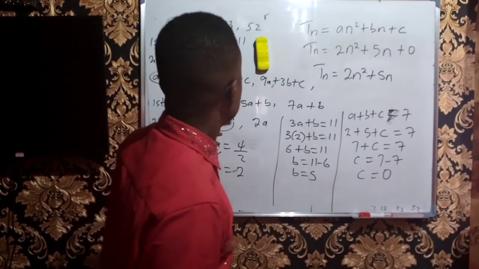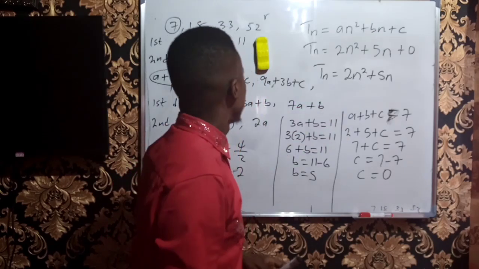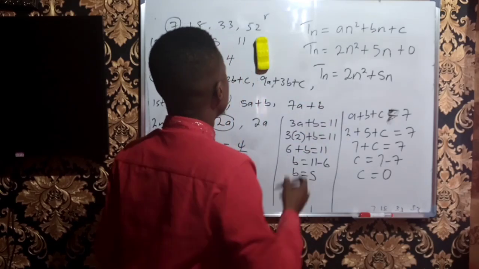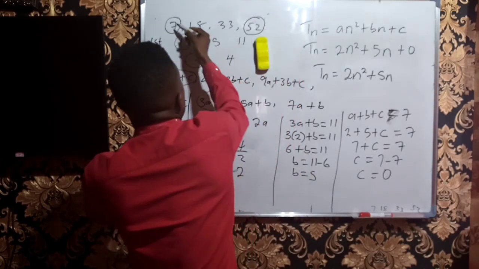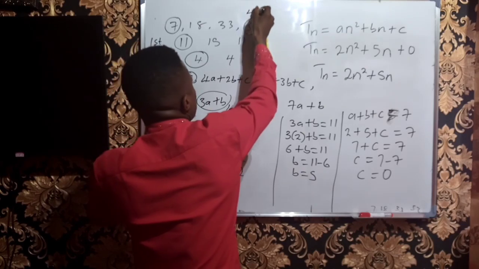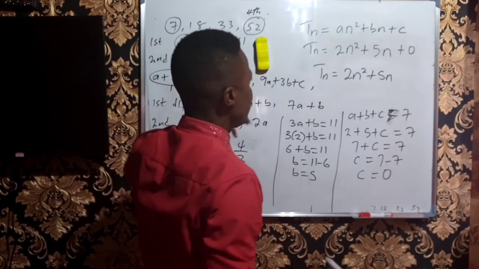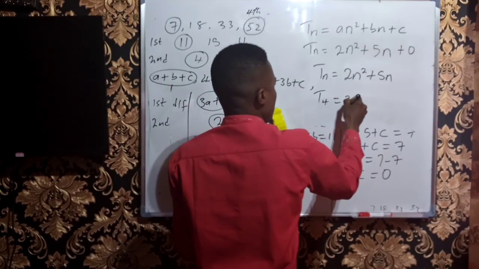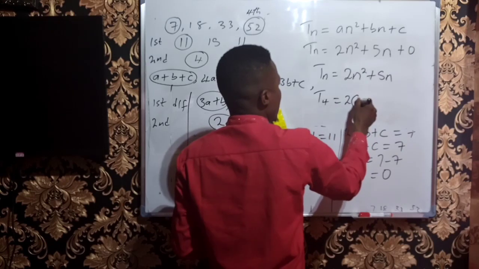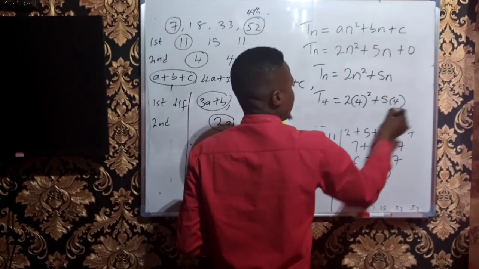Whenever the sequence is a quadratic, it takes a lot of time to get it, and this is just the answer. So let us test if we are correct. Let's look for this 52, and this 52 is number 1, 2, 3, 4, the fourth term. So let us put 4 here to see if we can get 52. Okay. So T4 will give us 2 bracket, in n I'll put 4 squared plus 5 bracket 4.